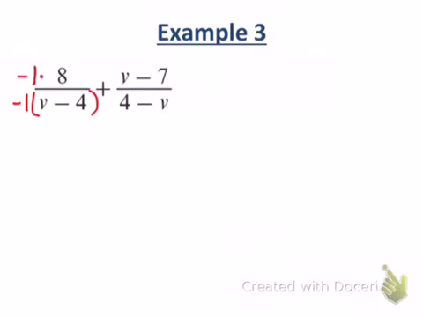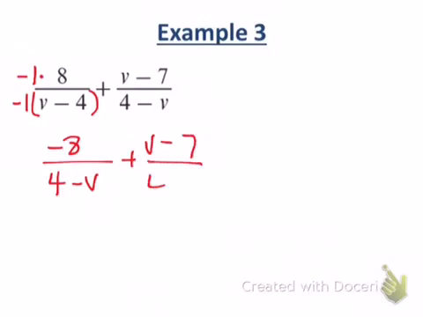But here's what I need you to notice. I need you to notice what Chase noticed here. These denominators are not the same. They're opposites. So we can multiply by a -1 and make them the same. Because when you multiply the fraction on the left by -1, you get -8 over -v plus 4, which is the same thing as 4 minus v. Now they're the same. V minus 4 and 4 minus v are opposites of each other.